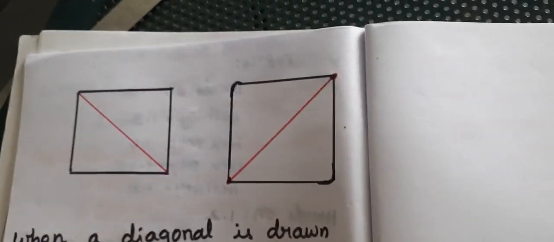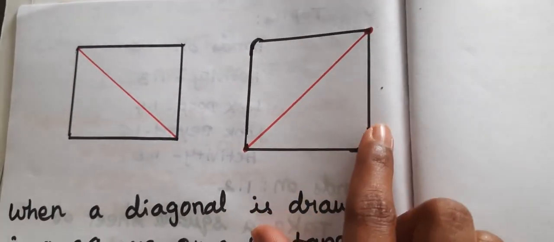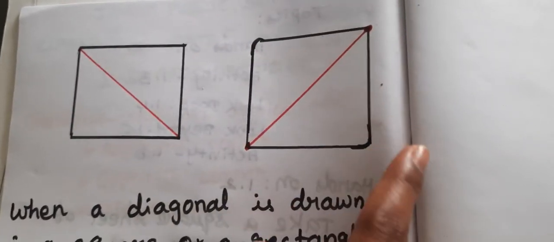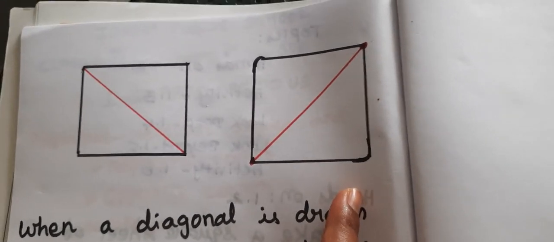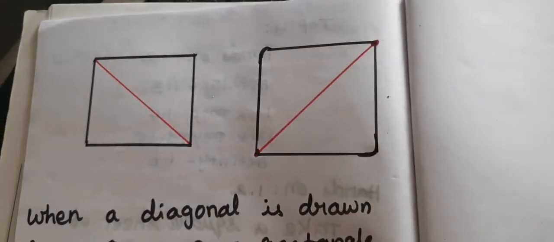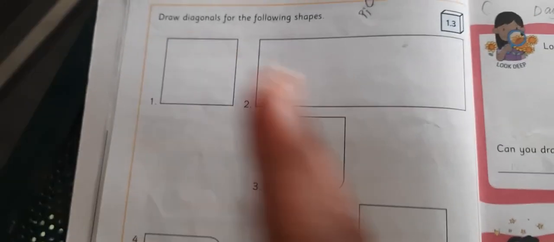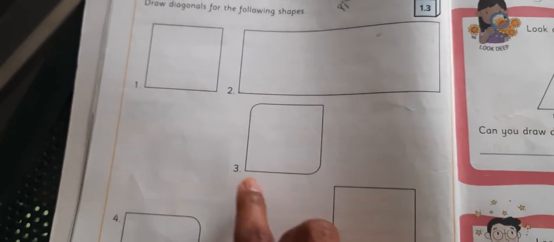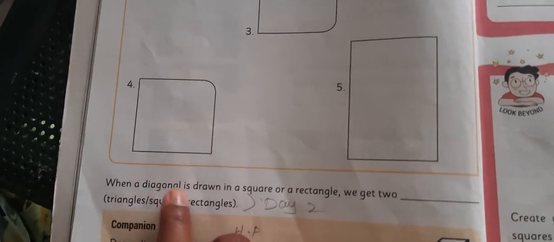Okay, so see the next shape. One side has the opposite corners, but the other side has the curved corner. What is that curved corner? In that curved corner we can't draw the diagonals. Okay, so do you have any doubts? Okay. So this is activity 1.3. Once you have completed it, take a picture and upload it in the Chrysalis home app. Okay, Chrysalis home app. So see here, we have one more question.